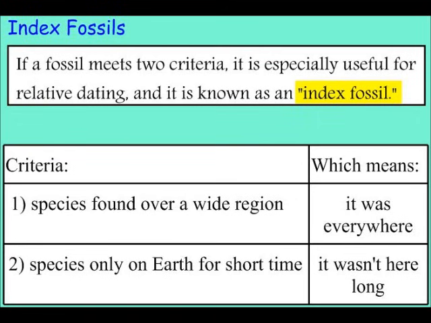So the most important kind of fossil is called an index fossil, and if it meets two criteria, it is especially useful for relative dating. Those criteria are: it has to be a species that's found over a wide region, which means that it's an animal or a plant that was everywhere. And second, it has to be a species that's only on Earth for a short period of time.